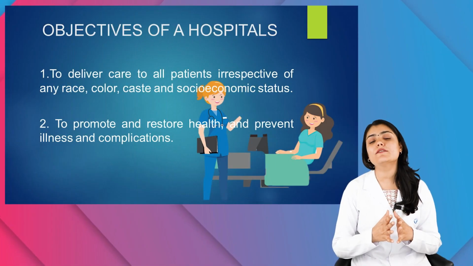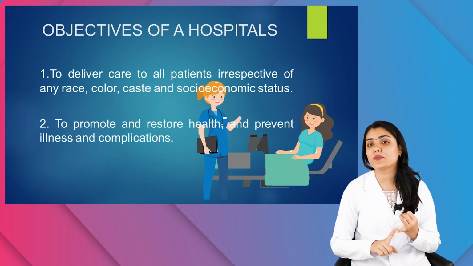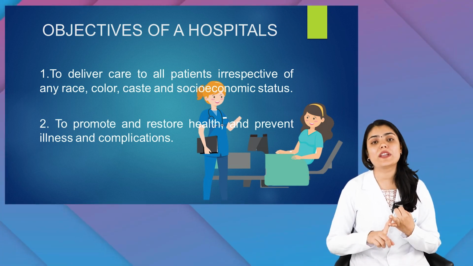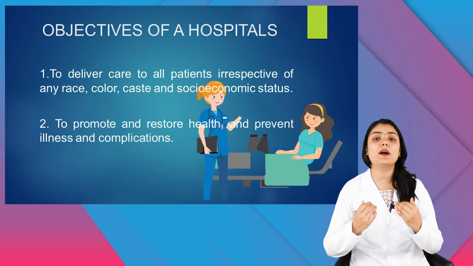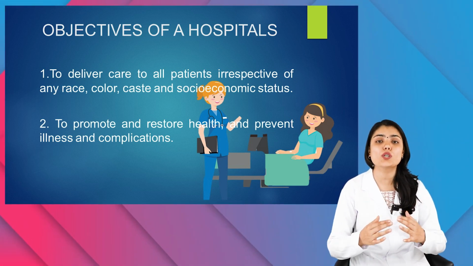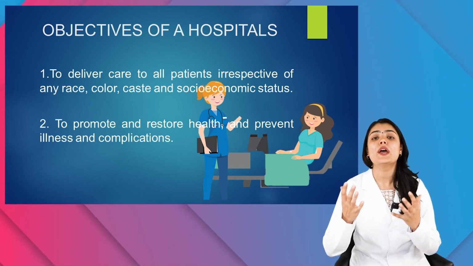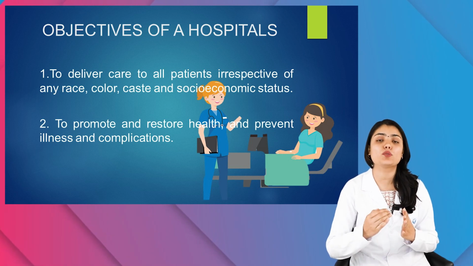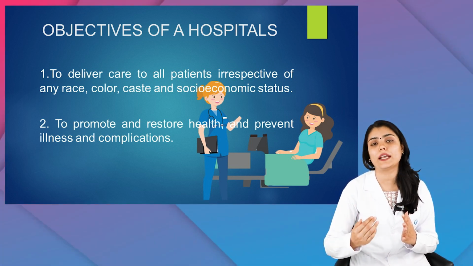So, the second objective of the hospital is to promote and restore health as well as prevent illness and complications. So we are providing care to the patient in order to maintain their health, in order to restore their health, as well as to prevent any kind of disease or any kind of illness in the people. I hope you've understood the first two objectives of the hospital. The very first objective is to deliver quality care irrespective of the caste, race, color, and socioeconomic status. And the second objective is to promote and restore health and to prevent illness.